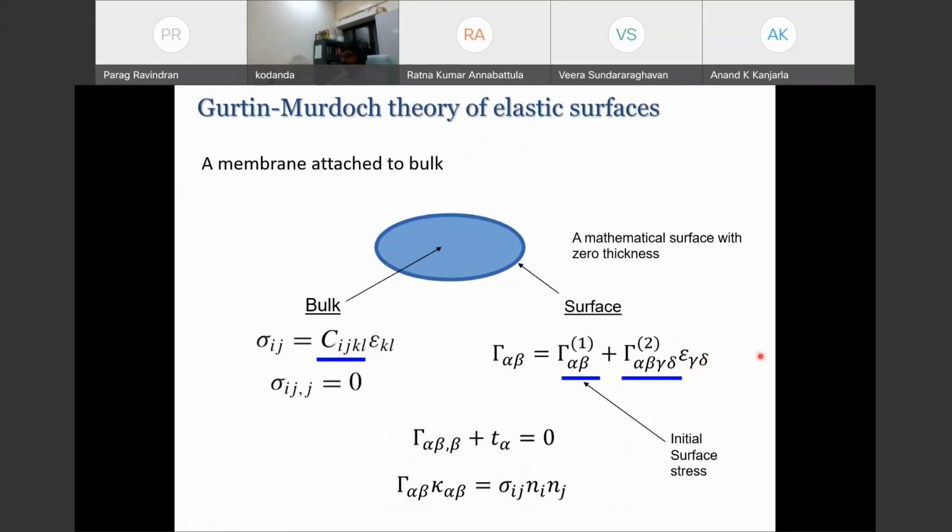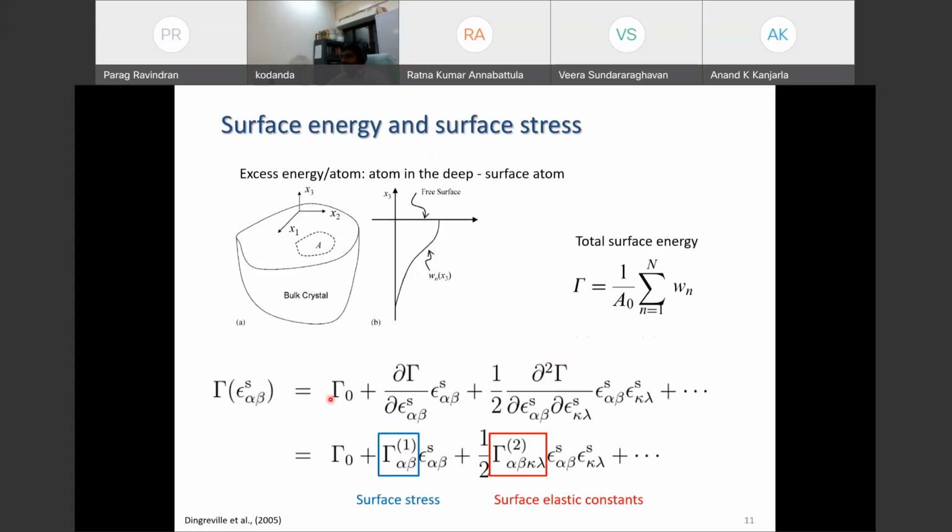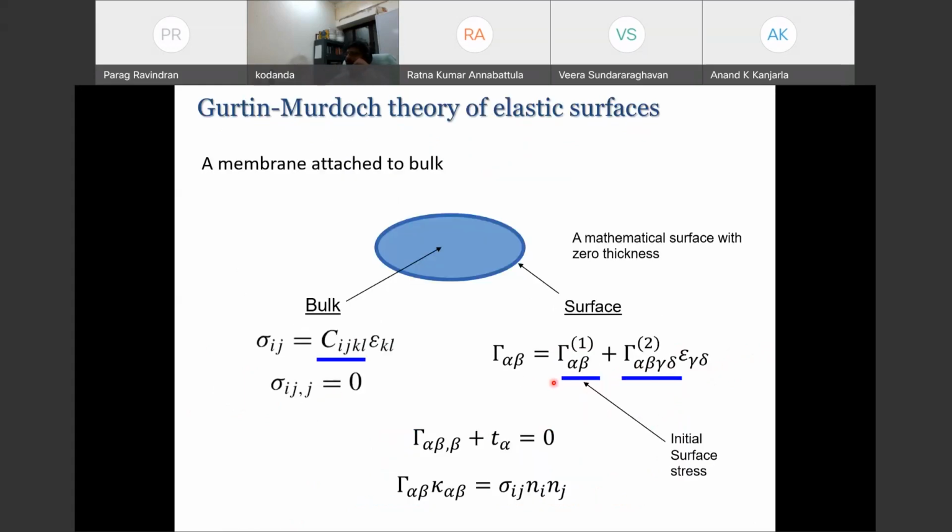So neglecting higher order terms, now you have the initial surface stresses coming from there. If you take the derivative of the energy with respect to the strain, then you can get this, and based on the surface strains, you can also get the surface stresses, and the surface stresses can now be related to the tractions that connect the bulk and the membrane. So this is the connection that establishes the physical connection between the bulk and the surface with mathematically zero thickness.